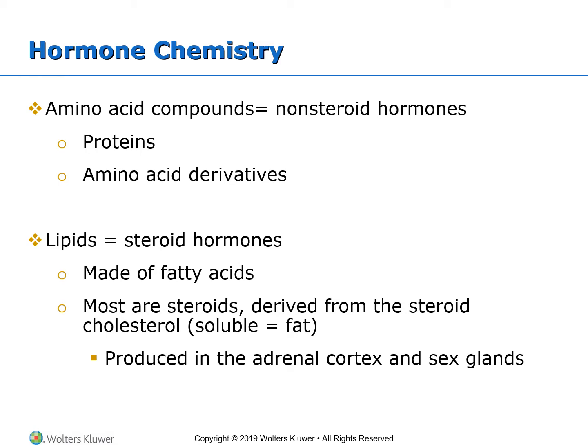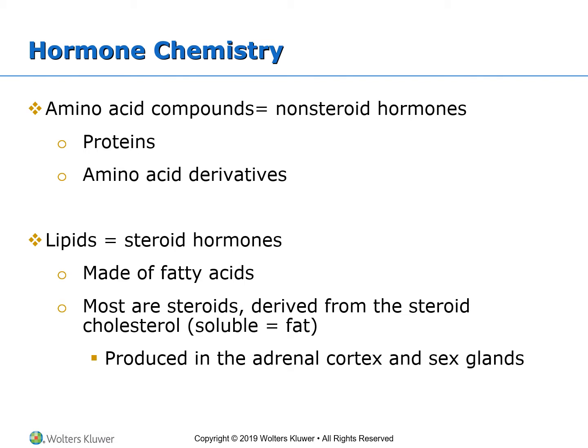From a chemical point of view, hormones fall into only two categories. Chemically speaking, they can be either amino acids or lipids or steroids. The amino acids are the non-steroid hormones. They are proteins or related compound proteins, or as they are called, amino acid derivatives.